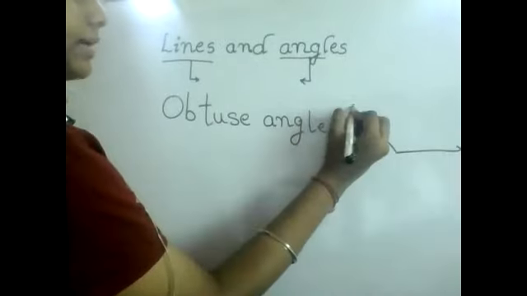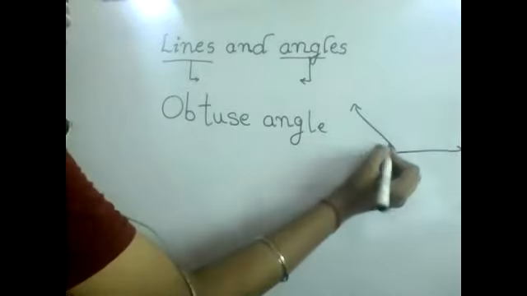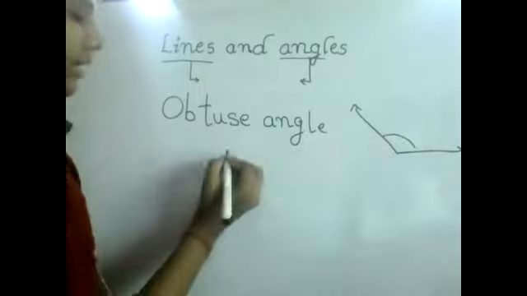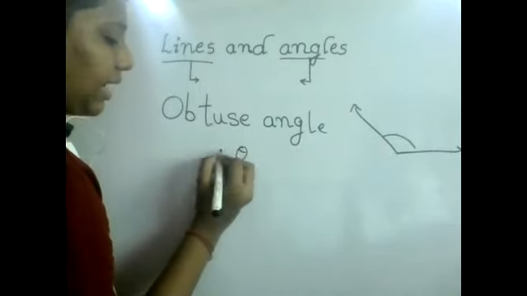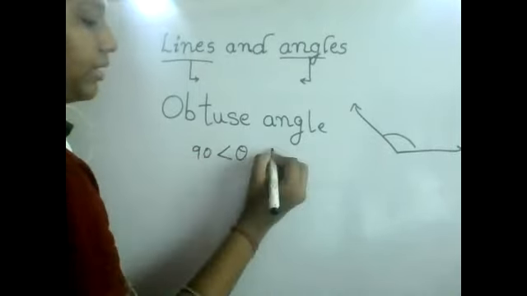This is the schematic diagram of an obtuse angle. When the angle between the two rays is greater than 90, that is, theta is greater than 90 but less than 180, we can say it is an obtuse angle.